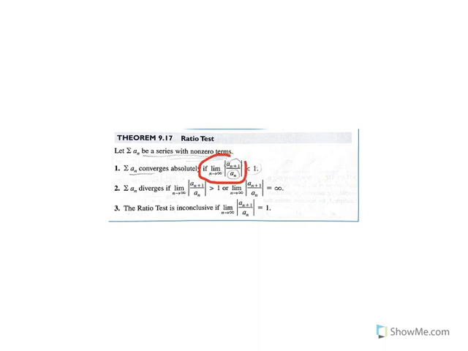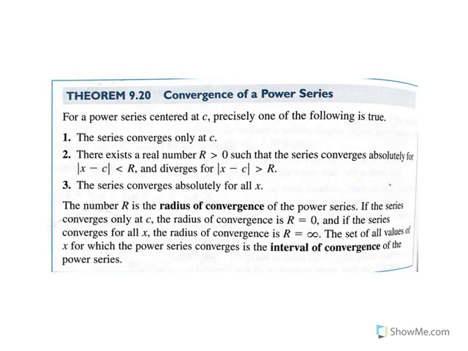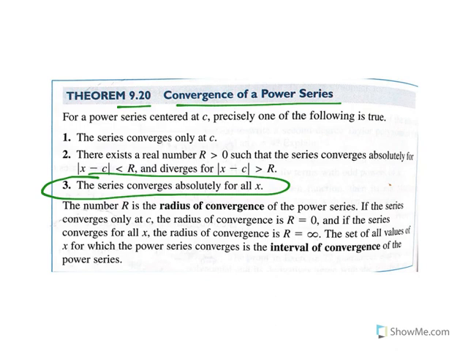And because we've just found that the limit from the ratio test will be less than 1, will be 0, for any value of x, we may conclude by the ratio test that the power series converges absolutely for all values of x. So this problem that we just did demonstrates case 3 of theorem 9.2 about convergence of a power series. Here we have a series that converges absolutely for all x.